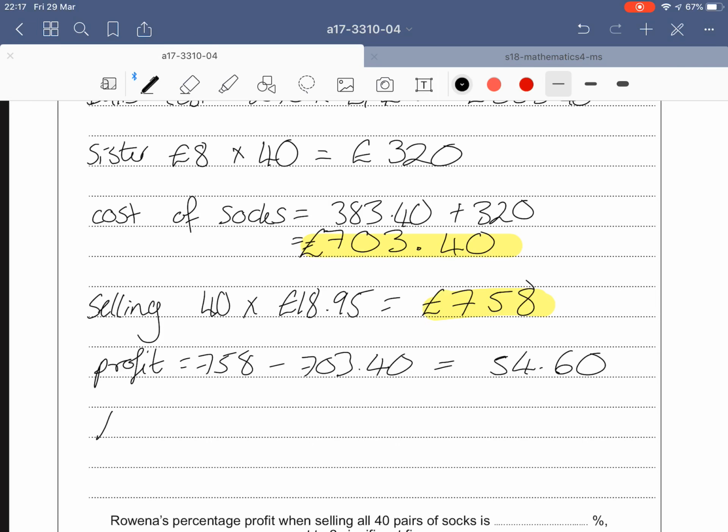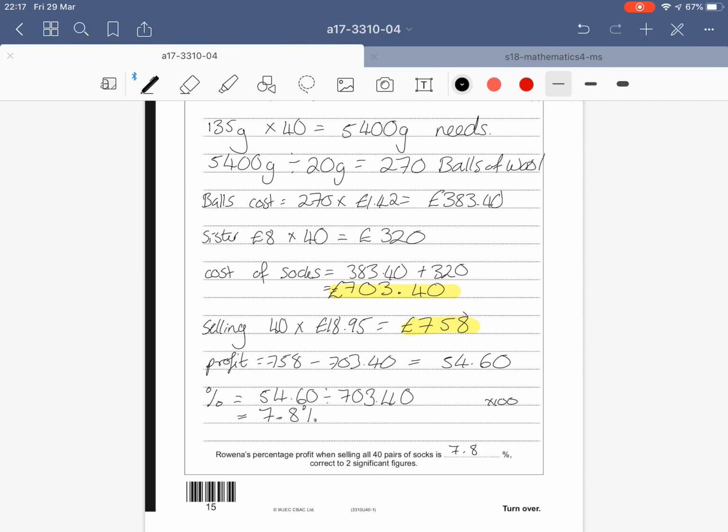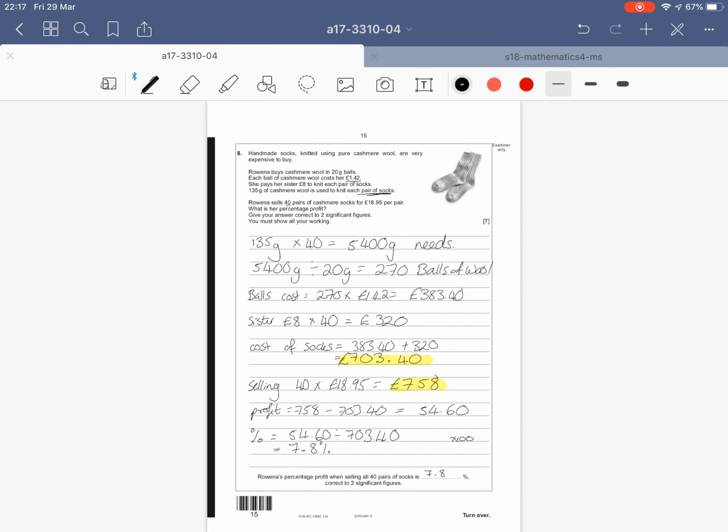So we want the percentage profit. So all you need to do is take your profit, and you're going to divide that by the amount of money you spent. So that is a profit of 0.078. Times it by 100 to get your percentage. So 7.8%. And that's two significant figures because that's two numbers. 7.8%. I wouldn't do that for some socks.